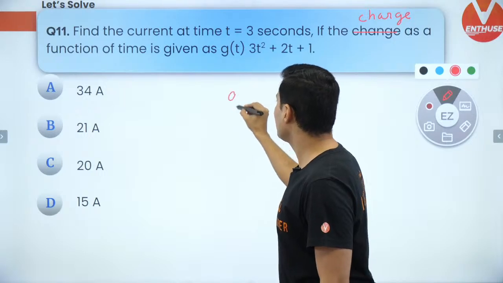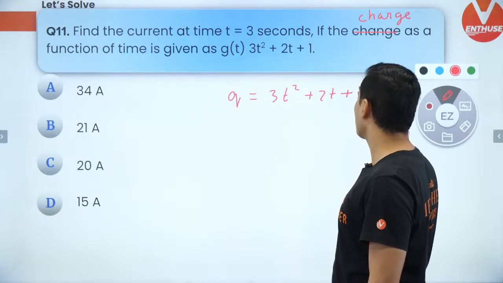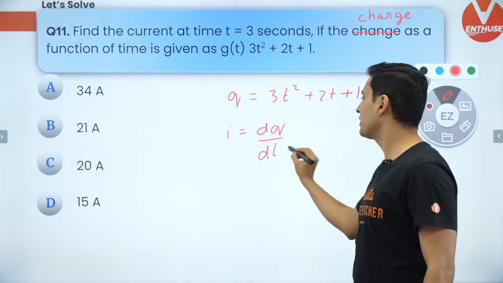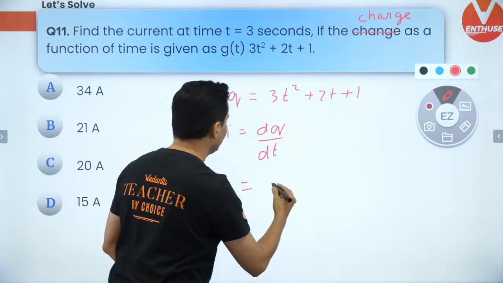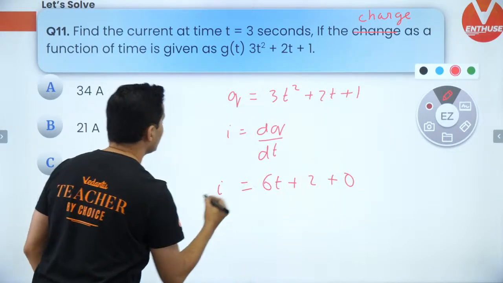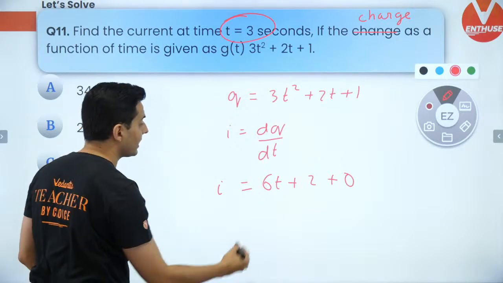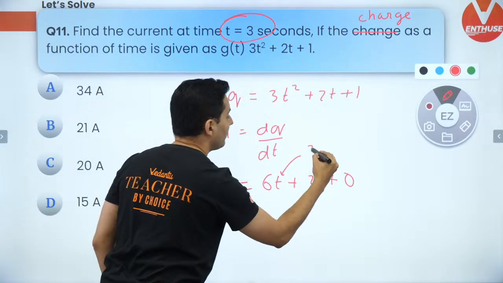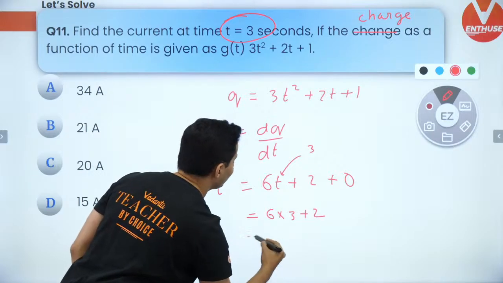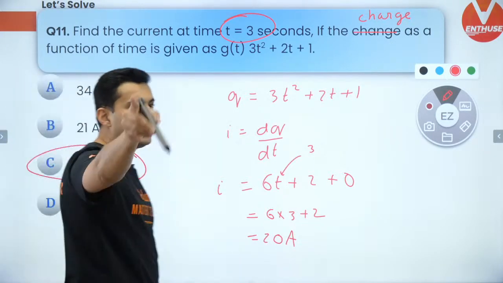So if the charge is 3t square plus 2t plus 1, then the current is the derivative of q with respect to time. So guys, the derivative of this will be 6t plus 2 plus 0. But the question is, find it at 3 seconds. So put the value of time as 3. So 6 into 3 plus 2, which is 18 plus 2, which is 20 amperes. So 20 amperes, there it is.